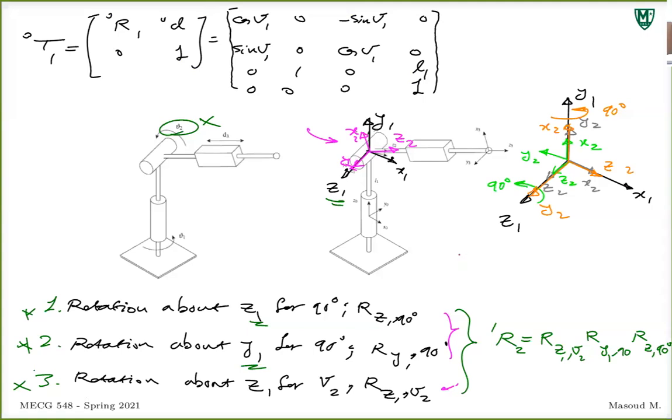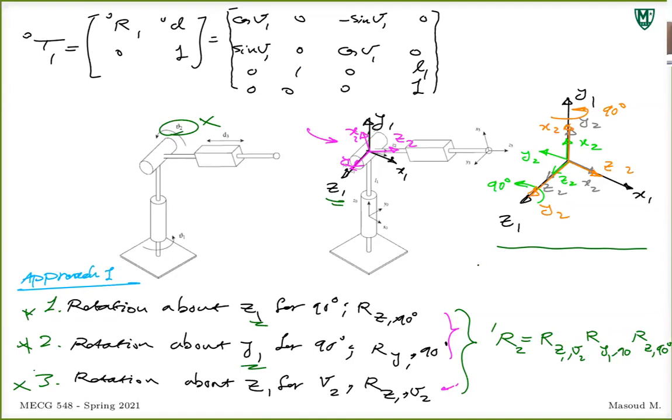Okay, let's do part B in a different approach. Let's call this approach 1. Remember, we wanted to go from x1, y1, z1 to x2, y2, z2. So we started, in this case, with a rotation. Hopefully I can follow what I did here. I did a rotation about z1 of 90 degrees, the light green that I did there.